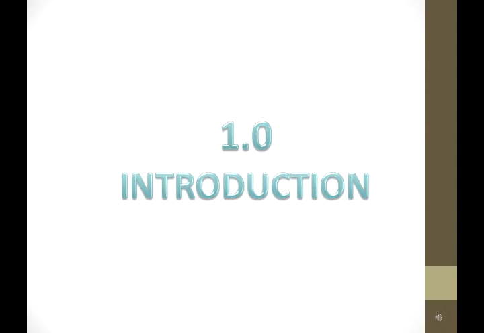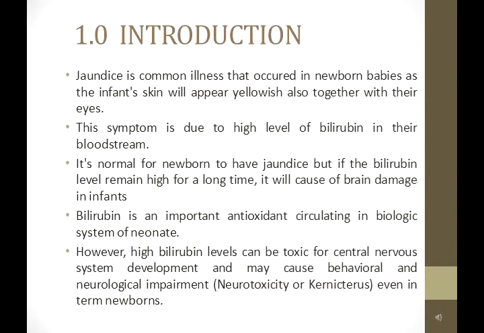Next, we proceed to the introduction. What is jaundice? I believe that everyone here is familiar with jaundice, but what is actually jaundice? Jaundice is a common illness that occurs in newborn babies, as the infant's skin will appear yellowish, together with their eyes. So basically, when you see a newborn baby whose skin is a bit yellowish and the white of the eyes look a bit yellowish, maybe that baby is suffering from jaundice.